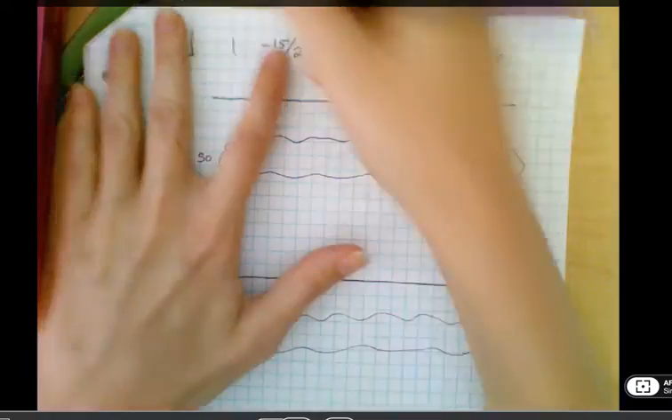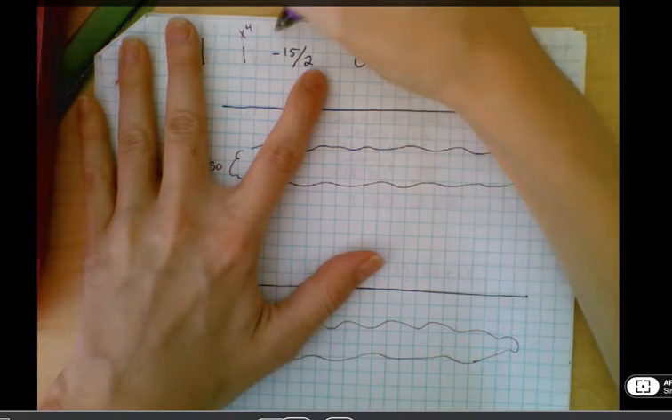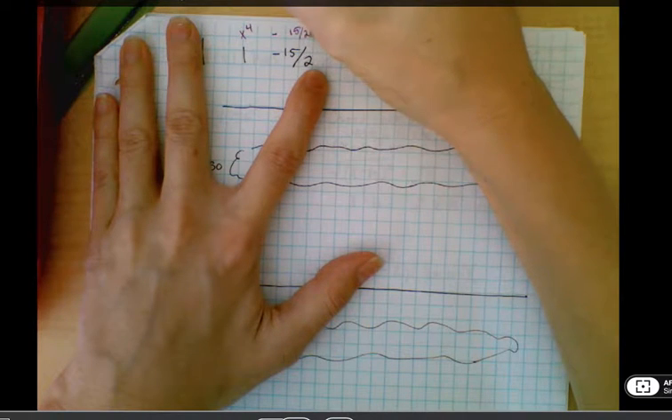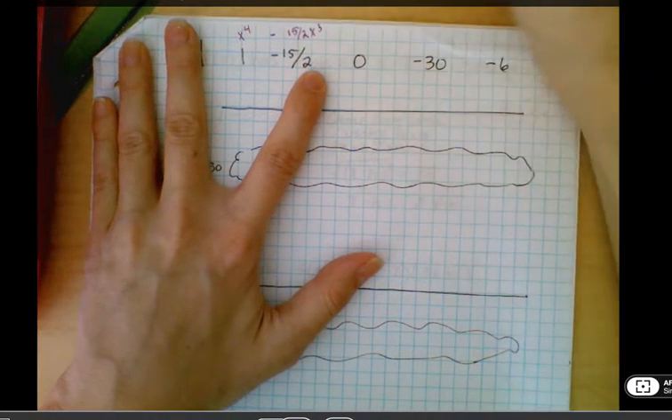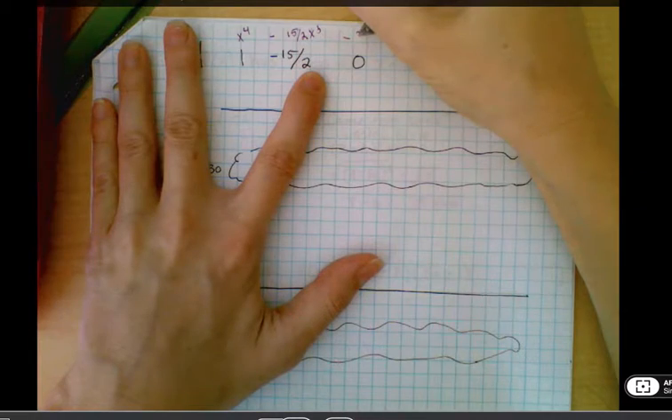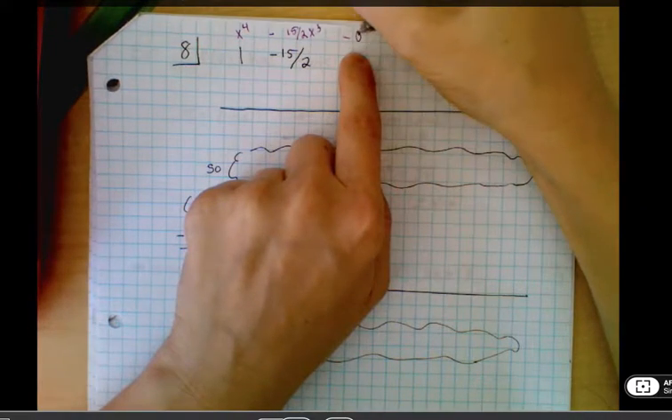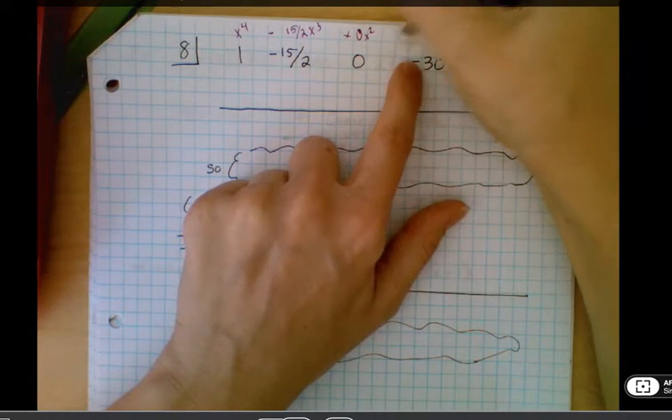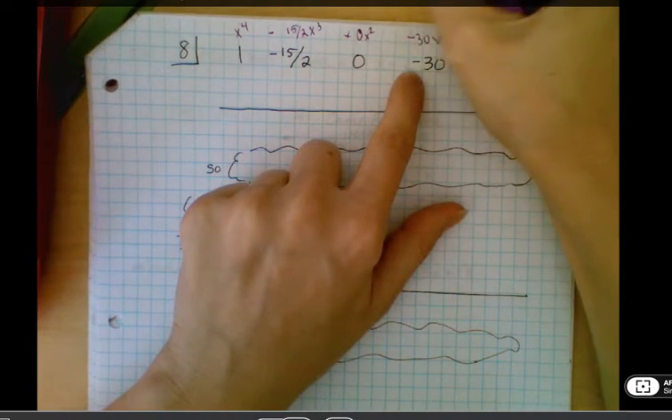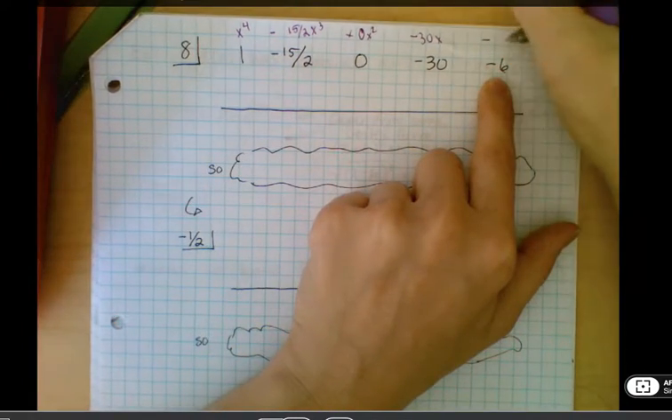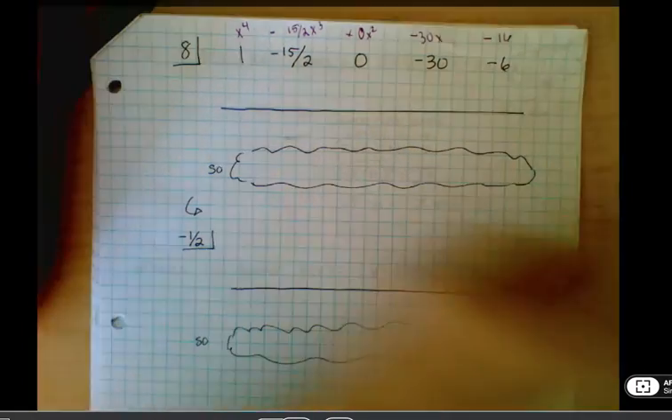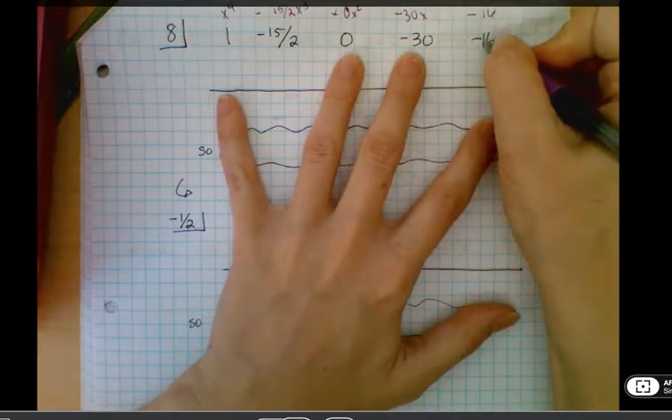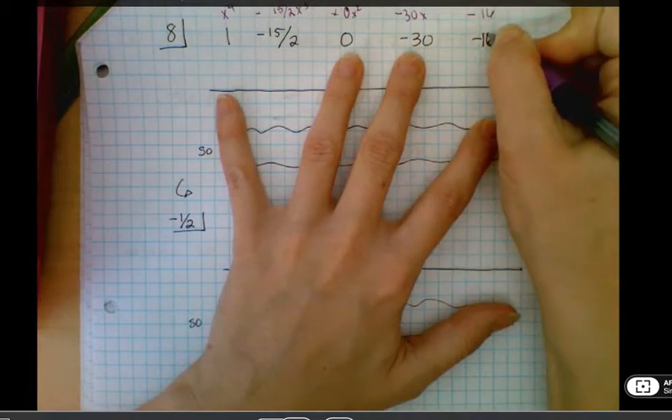So let's see. Our original function was x to the fourth minus 15 over 2 x cubed minus, oh, and then there was no zero, there was no squared term. So we can make plus or minus, it doesn't really matter. And then minus 30x, and then minus 16 was the original function. So I missed a number there, that's supposed to be 16, okay?